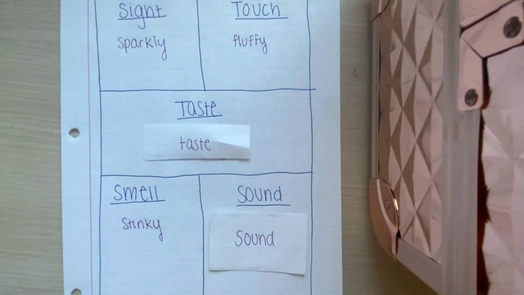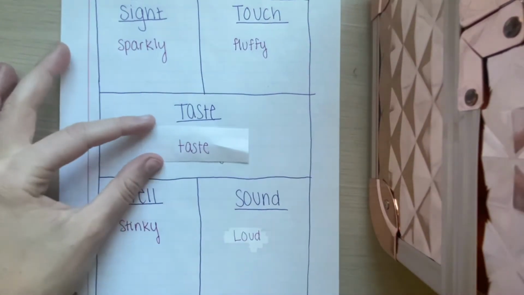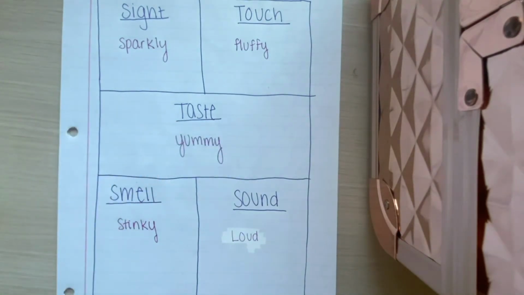The fourth word is loud. The music in the car was playing so loud. That's a sound and something that we can hear. That will go under sound. The fifth word is yummy. The French fries with my burger were so yummy. That's something we can taste. That will go under taste.